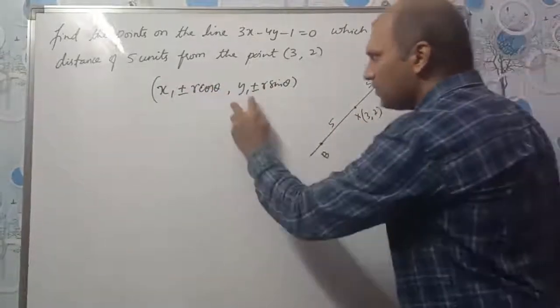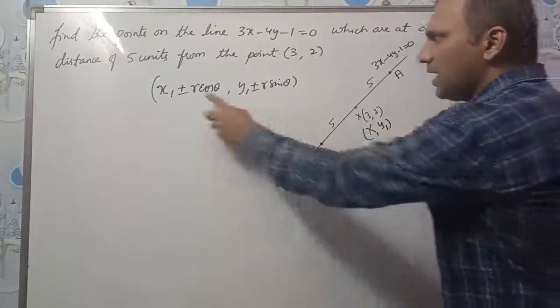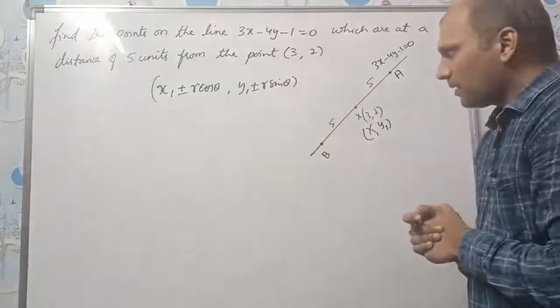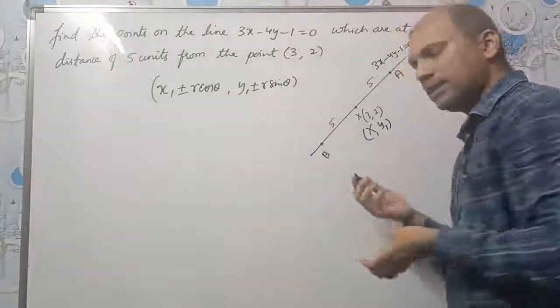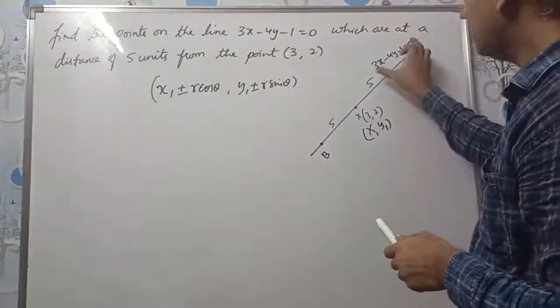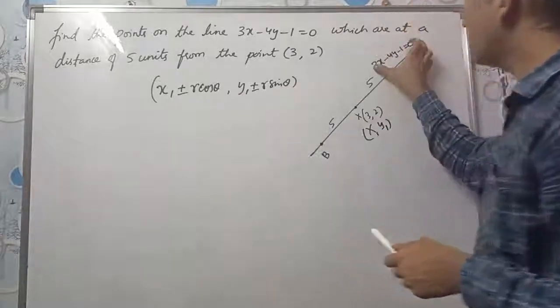x1, y1 we know it is (3, 2) in this case. r also we know, which is equal to 5. But what about theta? Angle is not given. But can we find the angle? Can we find the cos value and sin value from this equation?